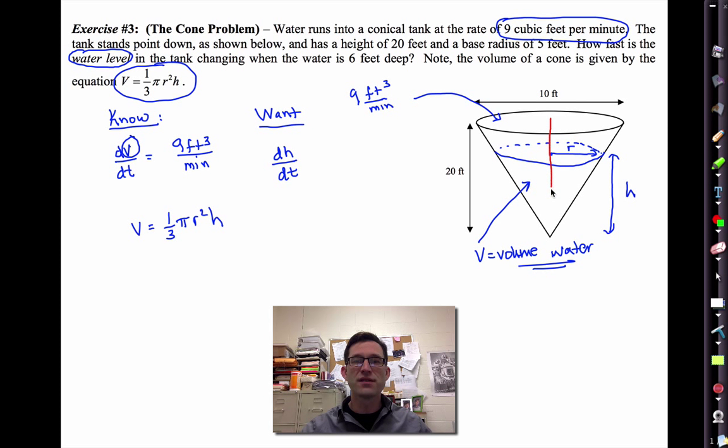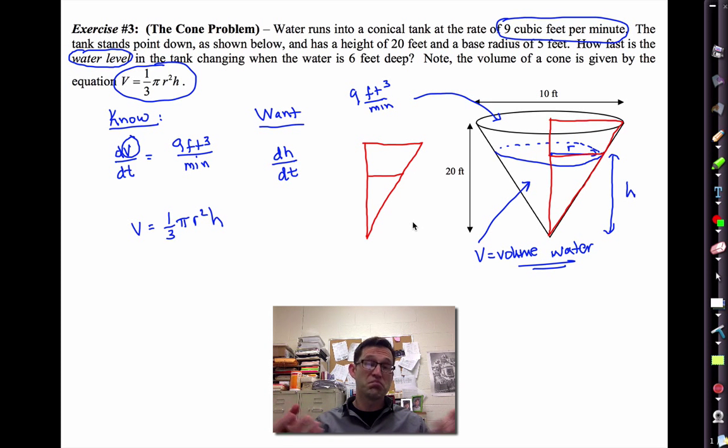I'm going to slice this cone right now, in red, and pull that slice out. Because what a cone is, at the end of the day, is a right triangle that has been spun around a vertical axis, the way that it's oriented right now. So I'm only going to look at that triangle. And here's what I see about the triangle. I know that that's h. I know that that's r. I know that this is 5.